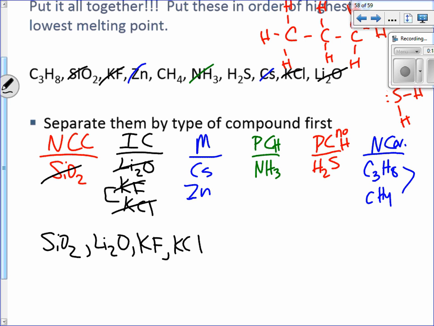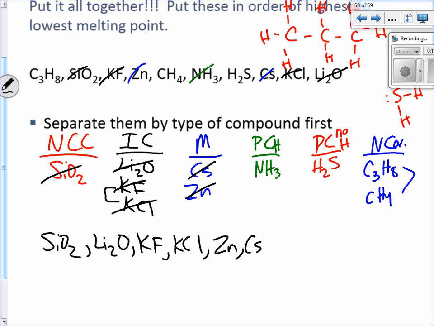Out of our two metals, who's the stronger one? It's bigger. Why zinc? Zinc has a smaller radius, so it should be stronger. I don't even know where cesium is. Cesium is down here at the alkali metals. Oh, there it is.